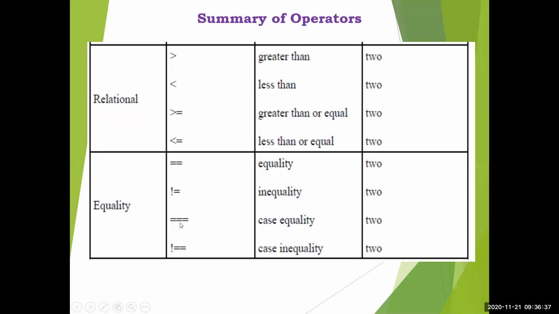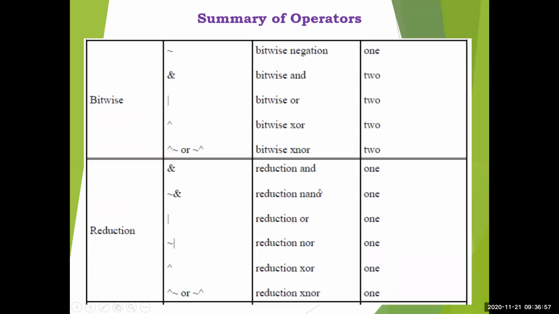The second class is if you write three equals. That is the case equality operator. That means it is going to compare even the x and z bits in the variables. Then negation with two equals means case inequality, and all these require two operands. So this is the equality.